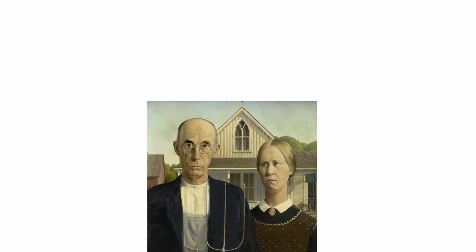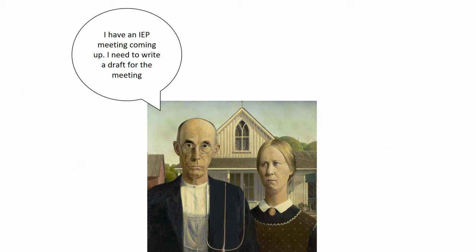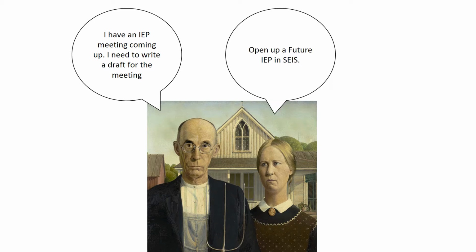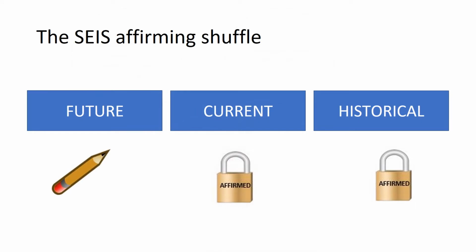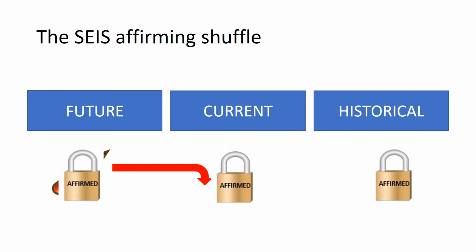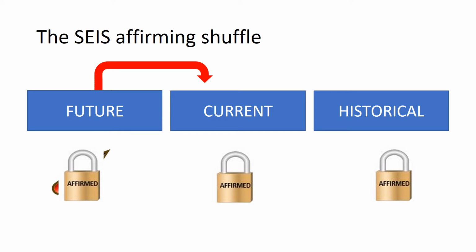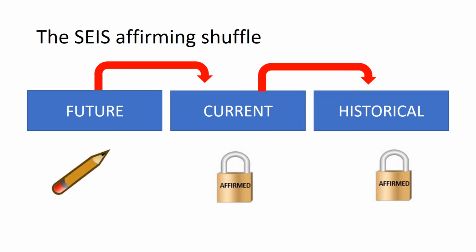The process works like this. You draft an IEP in the future for an upcoming meeting. After the meeting, you lock in that IEP through the affirm and attest process, and it becomes the current IEP. The prior current IEP at this point becomes an historical IEP. We will explain the affirm attest process in much greater detail later.